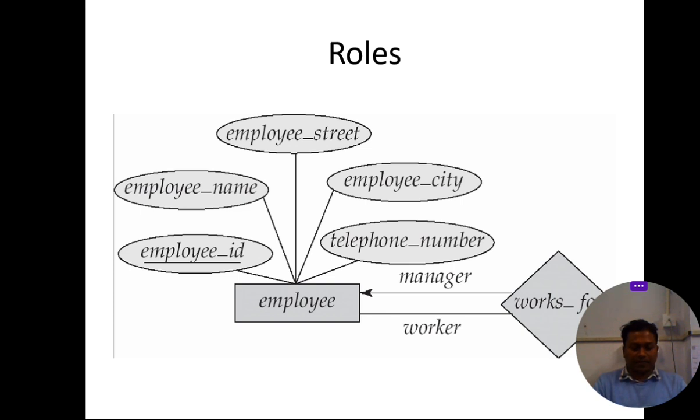So the roles. See the diagram: employee, works for, worker, manager, relationship. Here the entity sets of a relationship need not be distinct. The labels manager and worker are called roles. They specify how employee entities interact via the works for relationship set. Roles are indicated in ER diagrams by labeling the lines that connect diamonds to rectangles. Role labels are optional and are used to clarify the semantics of the relationship.